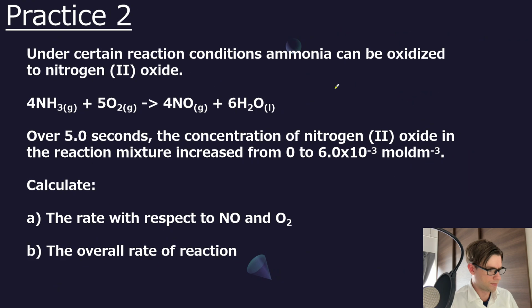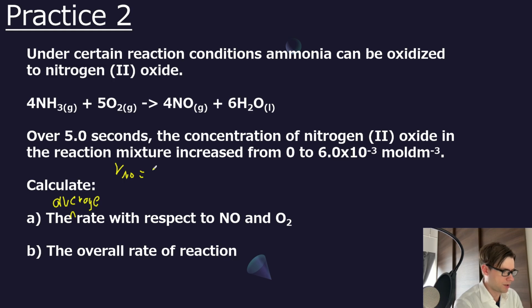Okay, moving on. Practice 2, under certain reaction conditions, ammonia can be oxidized to nitrogen 2 oxide. 4NH3 plus 5O2 goes to 4NO plus 6H2O. Over 5 seconds, the concentration of nitrogen 3 oxide in the reaction mixture increased from 0 to 6 times 10 to the minus 3 mole per decimeter cubed. Okay, calculate the rate with respect to NO and O2. All right, so that's one product and one starting material. And I should mention, we're finding the average rate here over 5 seconds and not any kind of instantaneous thing.